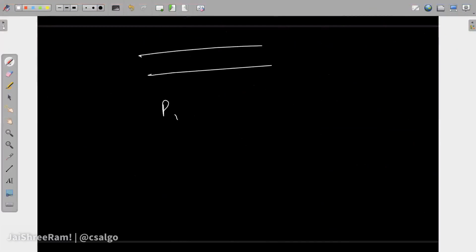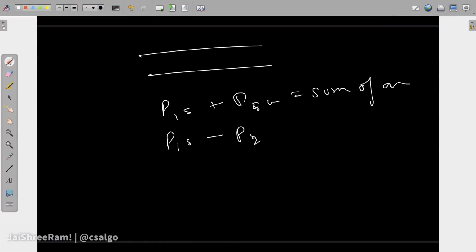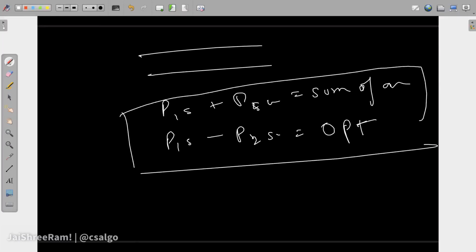If you want to return the individual scores, is there a way we can do it? Yeah, even with this particular version, you can find out their individual scores. Because in this particular game, you know that finally the DQ will be empty. So P1 score plus P2 score is equal to the sum of the array, and P1 score minus P2 score is equal to the optimal value that you get. So from these two equations, you can find out their individual scores.